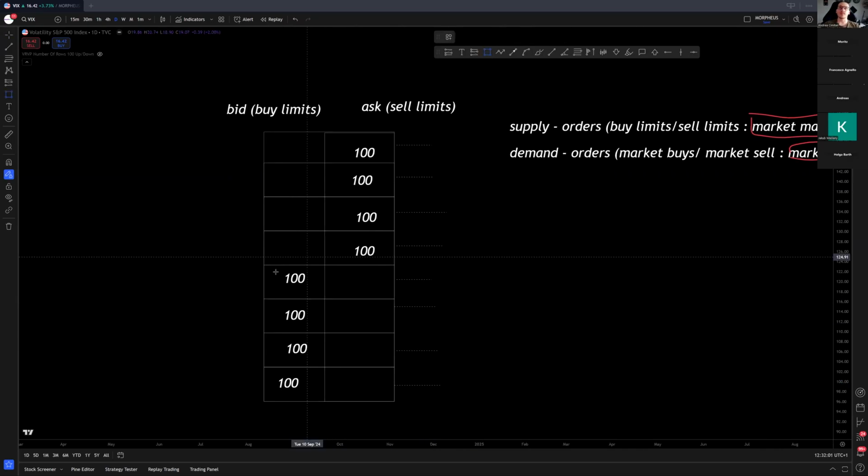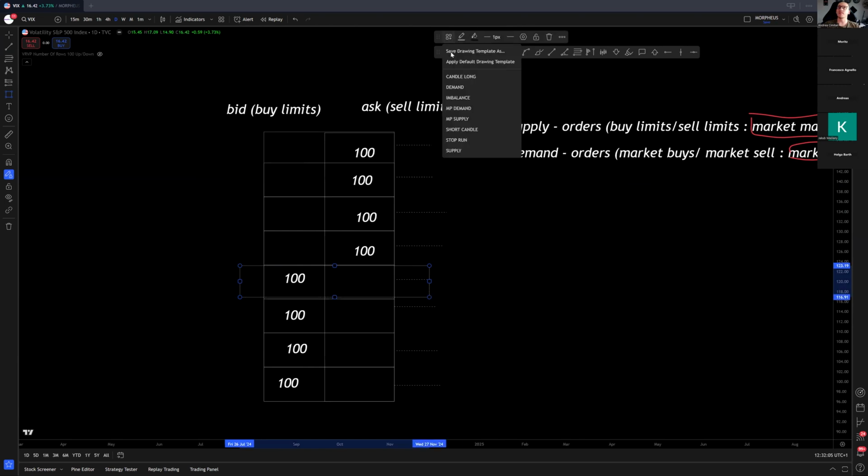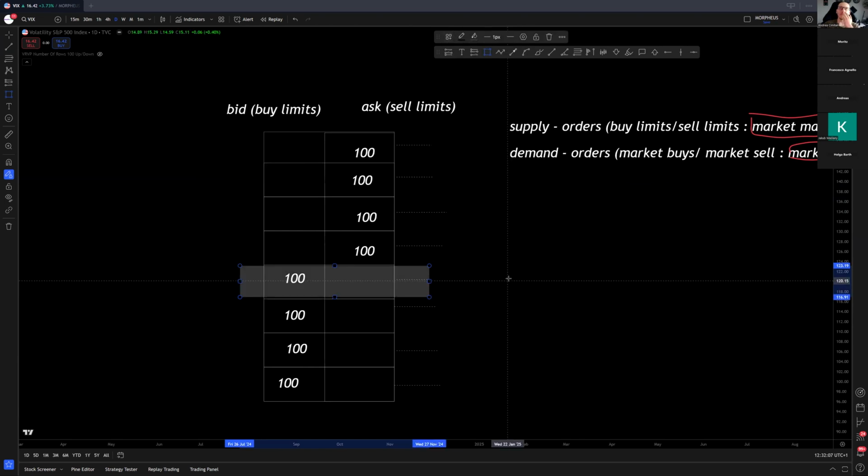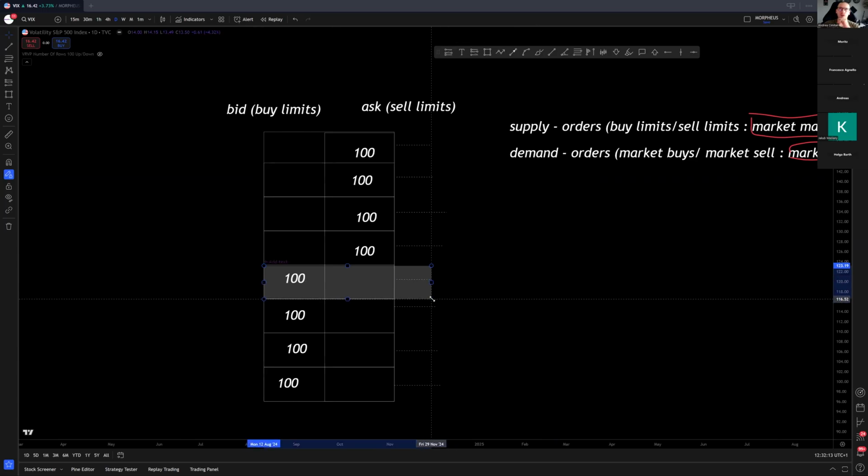So let's say this is the last price. This is the current price, let's say, okay? Let's give it a color. Which means this is the last tick where at least one contract was executed, was traded, okay?